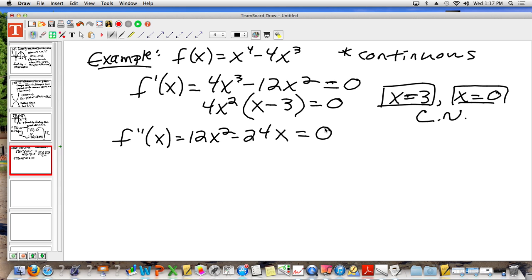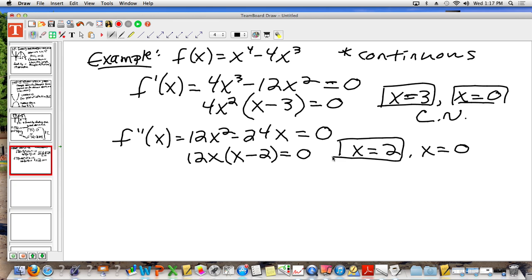We're going to do exactly the same thing that we've already done, but what are these x values going to get me? Points of inflection. They're going to get me PIs instead of CNs. Very good. What can I factor out? 12x. That's going to leave me with x minus 2. All right, so what values of x will get you 0? 2, and x equals 0. Okay, so what do we call these? Oh, PIs. Very nice.